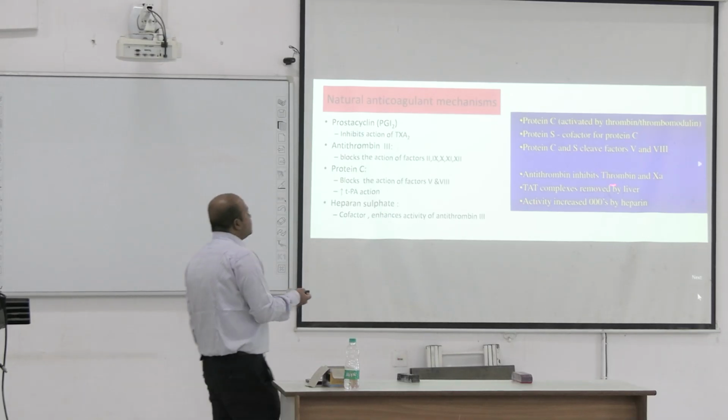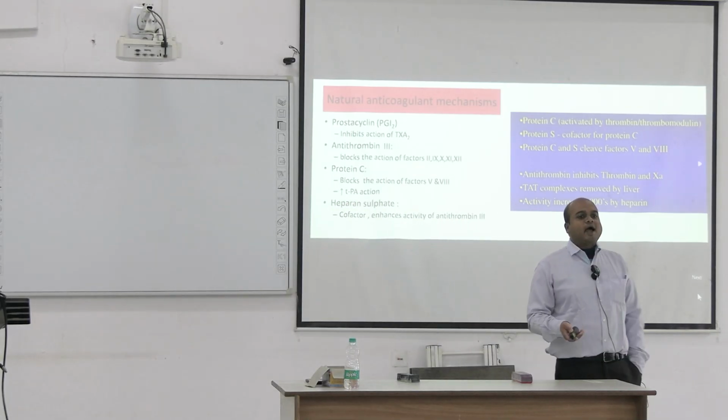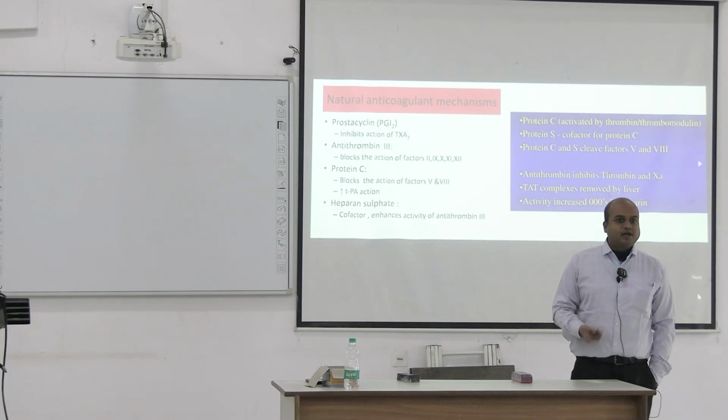Protein C, and protein S is a cofactor for protein C. These cleave down factors; they do not allow activated factor 5 and activated factor 8 to form. So, who is forming activated factor 5 and activated factor 8?